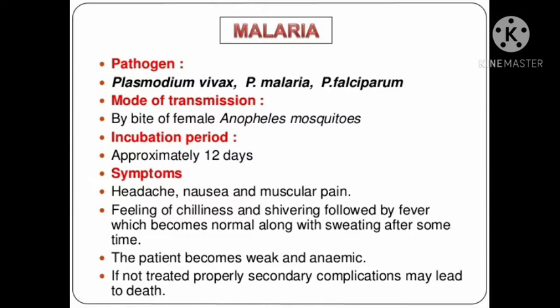Nausea, that is the feeling of vomit. The patient also becomes very weak and anemic within a few days. If not treated properly, other secondary complications may lead to death. Let us take a quick look at the life cycle of the malarial parasite Plasmodium, how it is transmitted from the mosquito to the human body, and what happens to it inside the human body.